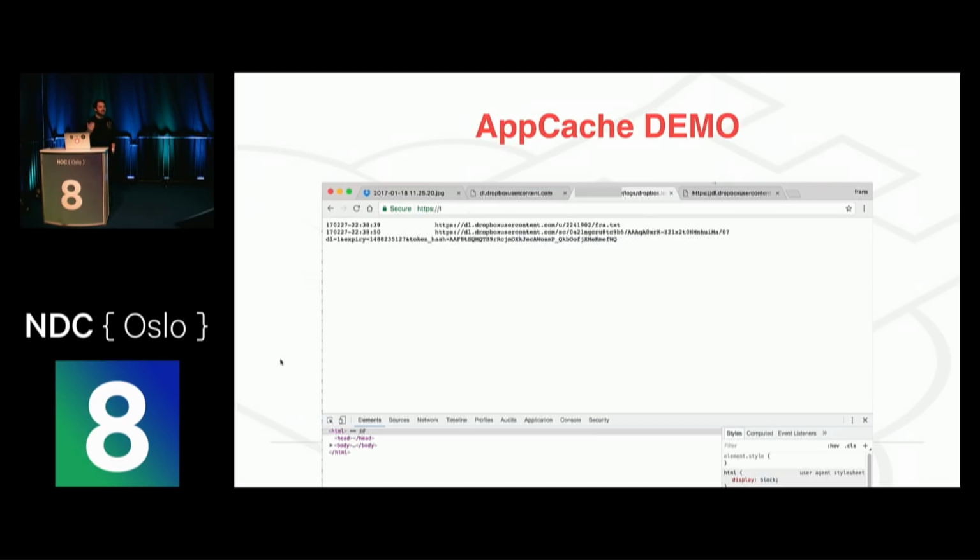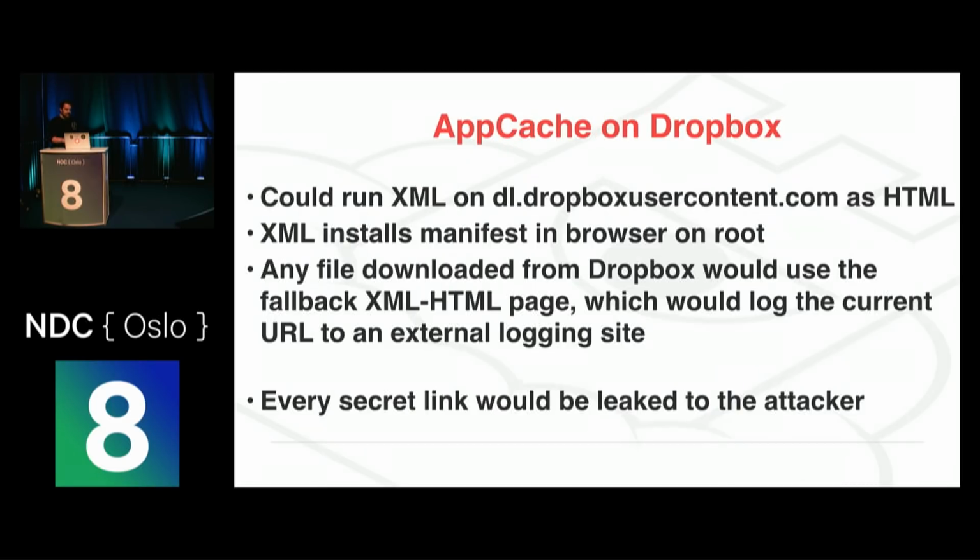So I could just take the link and download it myself. The whole bug that I sent to Dropbox was basically that I could run XML on download Dropbox user content as HTML. That's a bad thing. I could install a manifest with an XML, which is, of course, exactly like HTML, so it's weird. But I can install the manifest from a path to the root of the website.